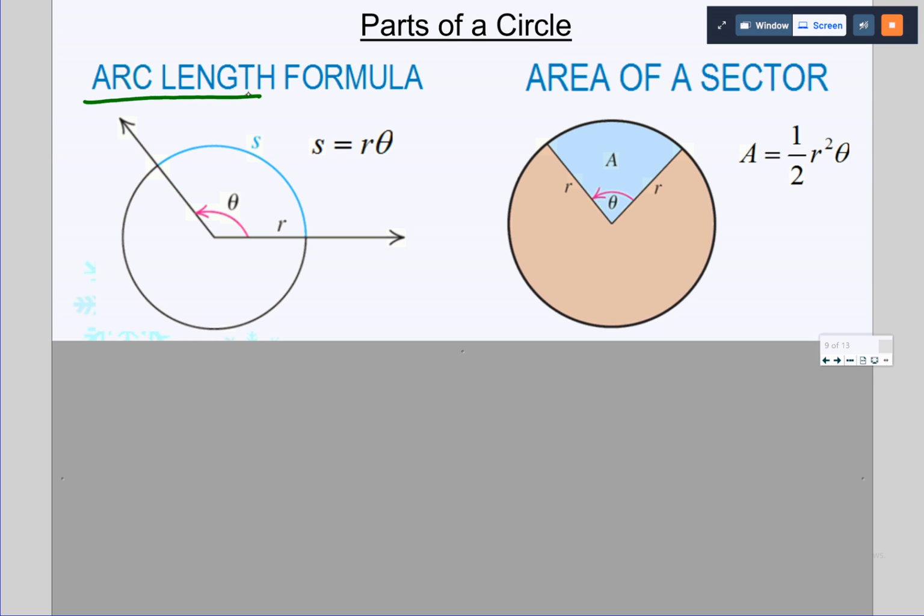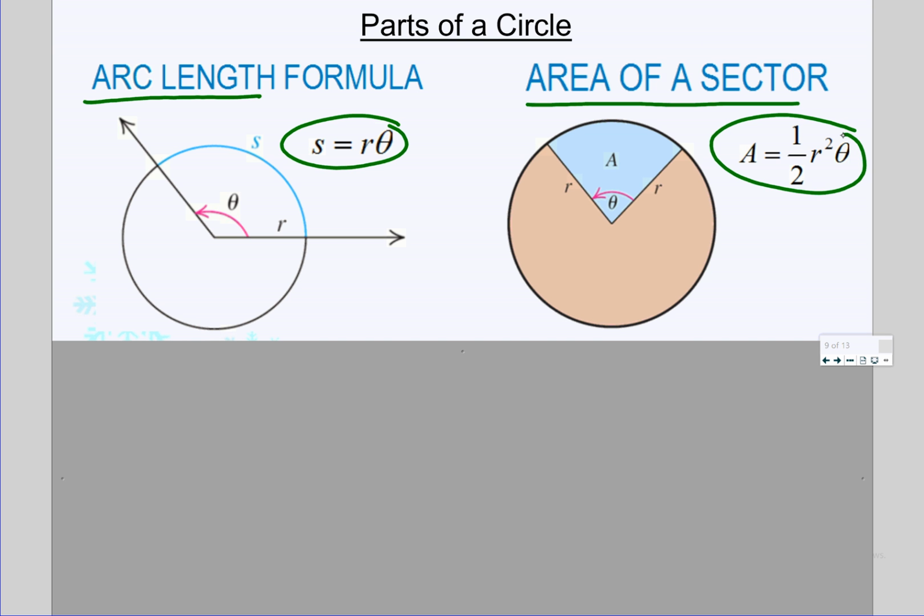So things that they add in here: arc length formula, area of a sector formula. Write these down. You probably did, if not these, a version of these in geometry. Arc length is part of your circumference, and area of a sector is the area of a pie piece, if we're talking about our circles. S is the arc length. R, of course, is radius. A is area. And theta is an angle, a central angle.